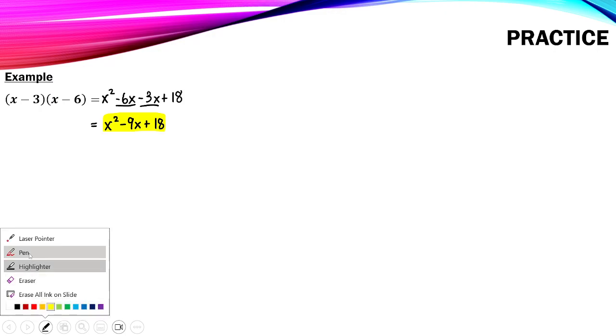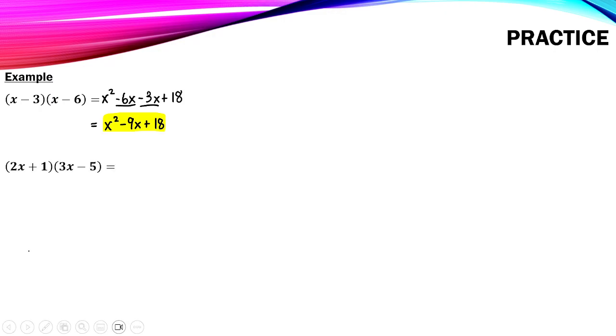So that's what we should have for the first one. Let's try another example. Let's say we had this. So now we got some coefficients in the mix. Same thing though, same process. We're going to use the FOIL method.